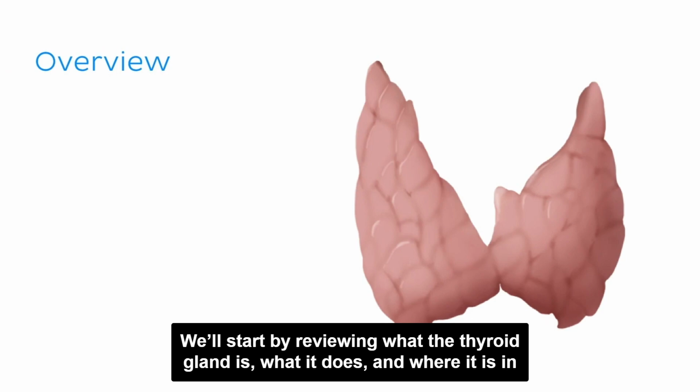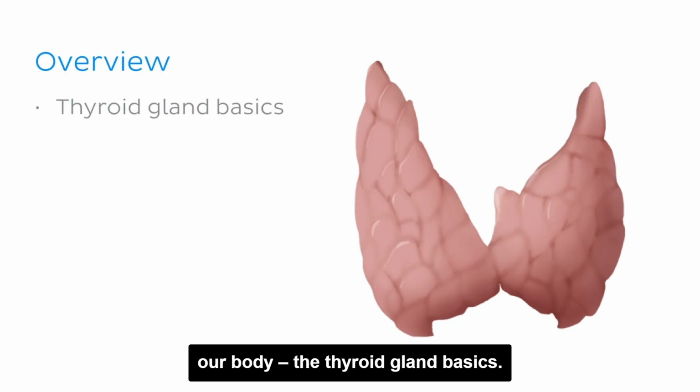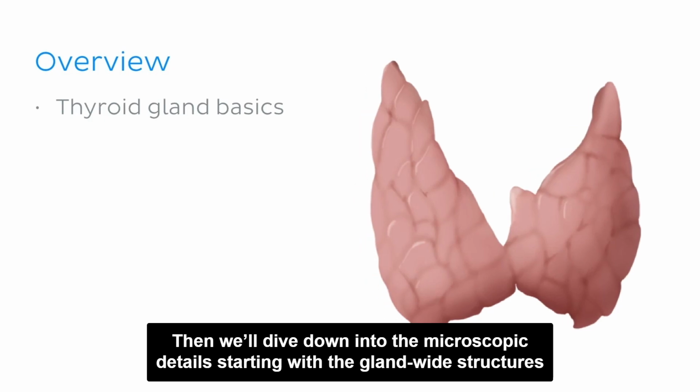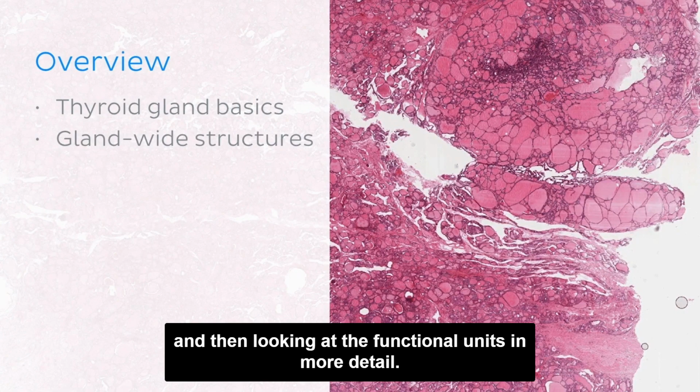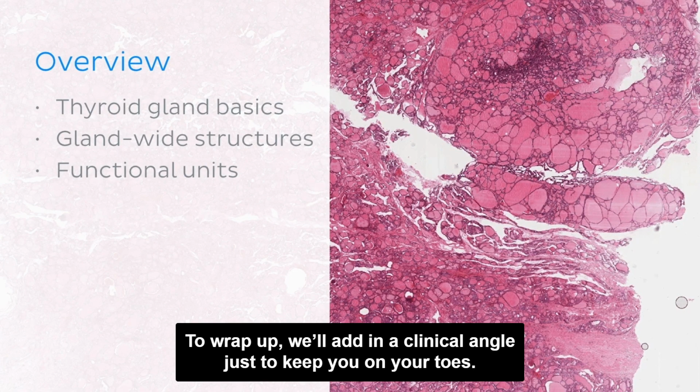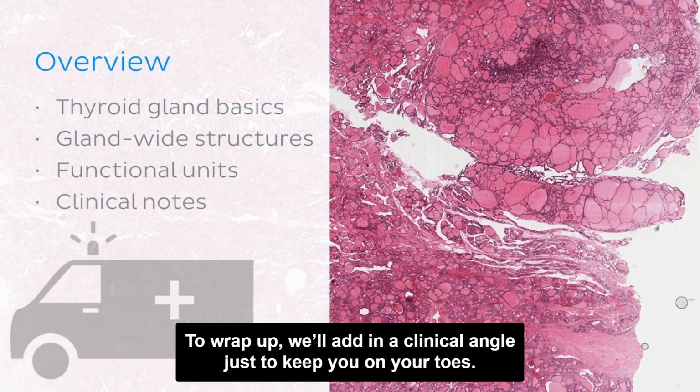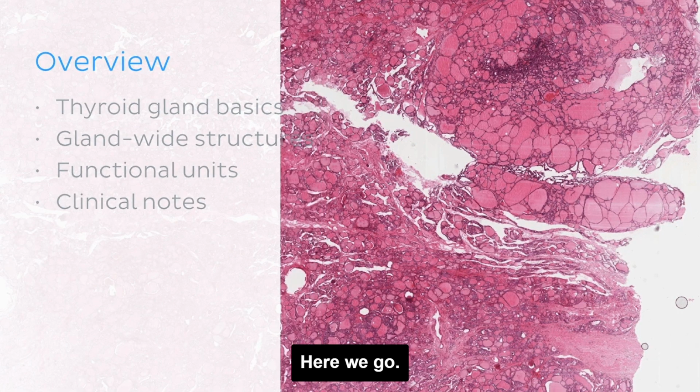We'll start by reviewing what the thyroid gland is, what it does, and where it is in our body, the thyroid gland basics. Then we'll dive down into the microscopic details, starting with the gland-wide structures, and then looking at the functional units in more detail. To wrap up, we'll add in a clinical angle just to keep you on your toes. Are you ready? Here we go.